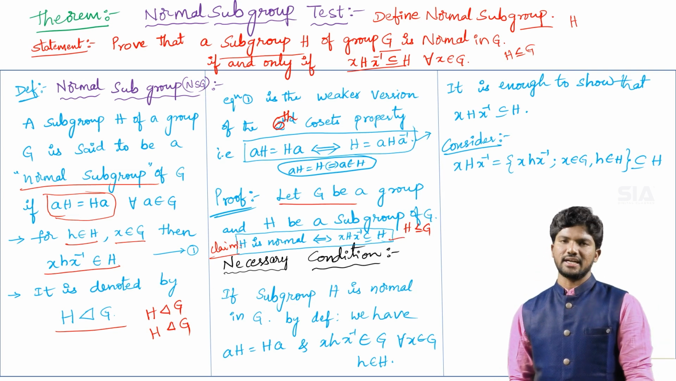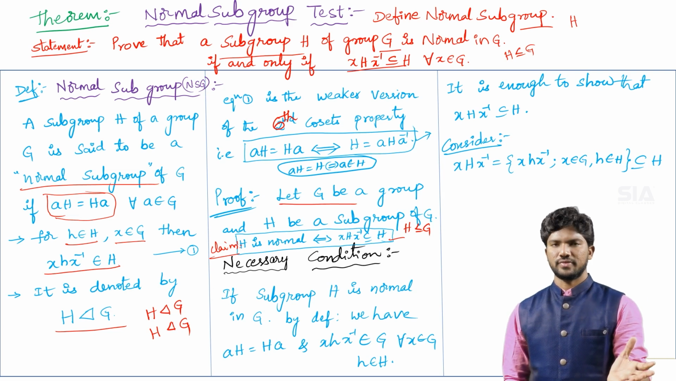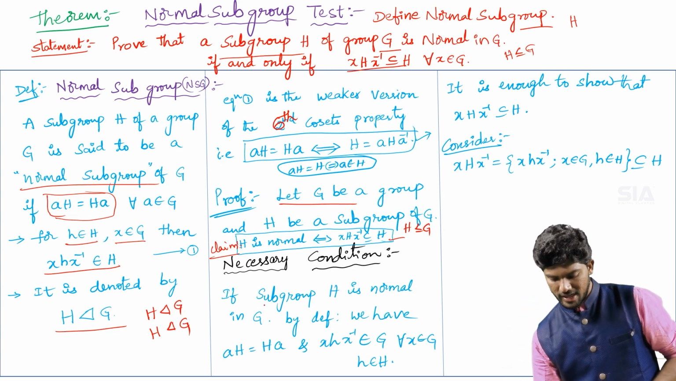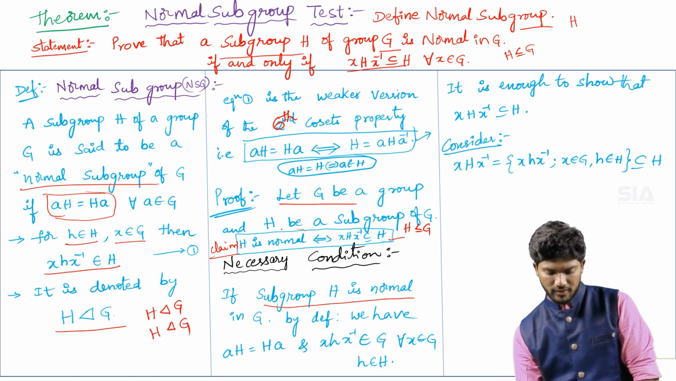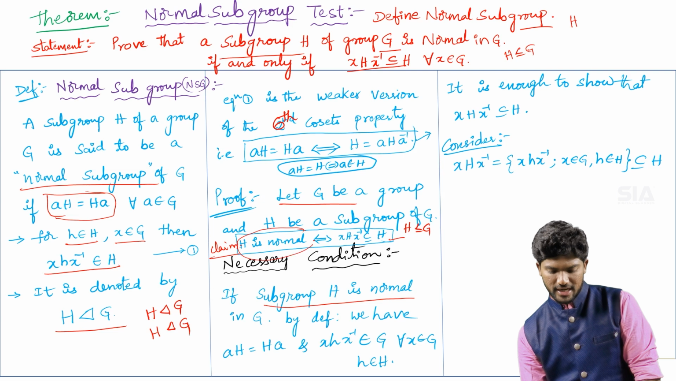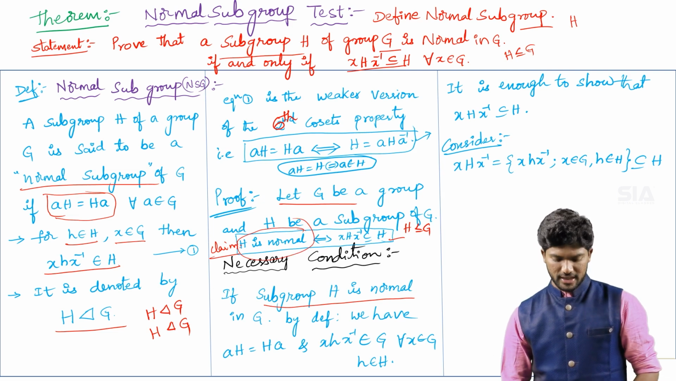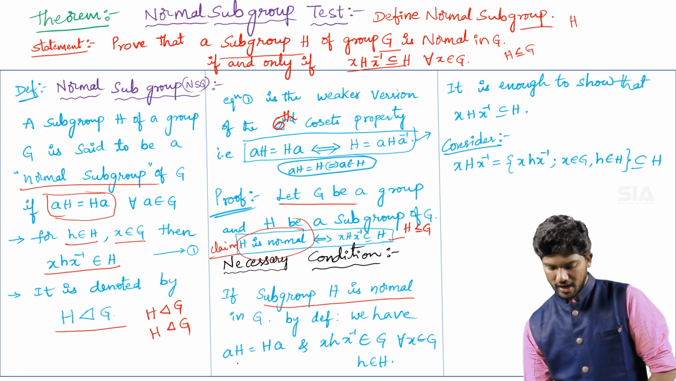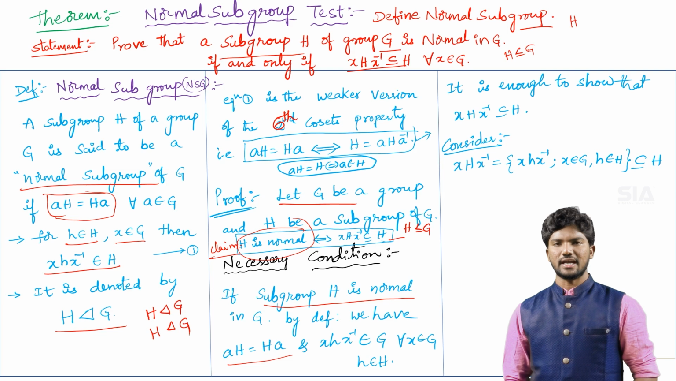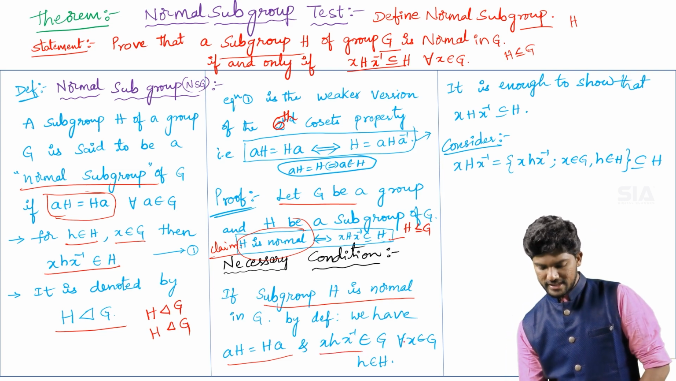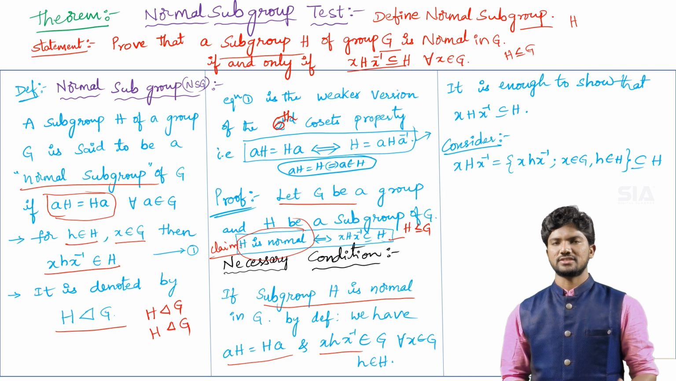So now the necessary condition. In the necessary condition, I am taking the LHS part of the if and only if, that is, if subgroup capital H is normal. After taking that LHS part, we have to prove the RHS part. So by the definition of normal subgroup, you can write aH is equal to Ha for all a belongs to capital G, and xhx inverse belongs to capital G whenever small x belongs to capital G and small h belongs to capital H.